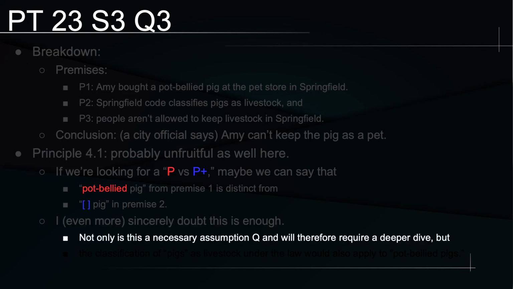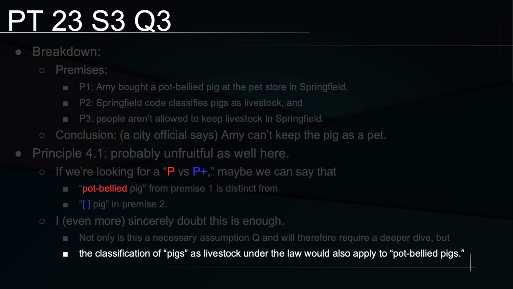And again, just like last time, not only is this a necessary assumption question, and therefore requires deeper dives for the most part, but also the classification of pigs as livestock under the law would also apply to pot-bellied pigs, right? Just like I saw with the general term keeping last time, which probably includes keeping things as pets. The general classification pig here probably includes pot-bellied pigs, because pig is just the general term. If you mean pig, that means every single kind of pig, presumably, right? And so a specific subclass of pigs would arguably fall under the general pig in premise 2.